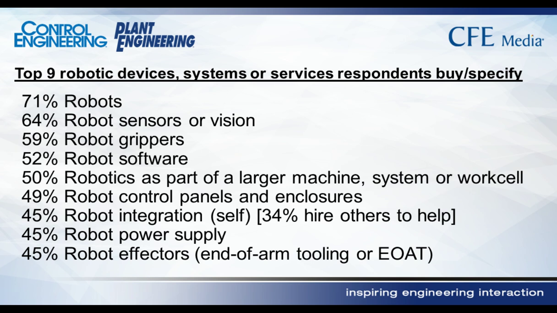So robots, 71%, 64% robot sensors or vision, 59% robot grippers, 52% robot software, 50% robots as part of a larger machine or cell, 49% robot control panels and enclosures, 45% robotic integration, and then 45% robotic power supply and 45% robotic effectors, end-of-arm tooling. Interestingly, for those responding to this survey, more are doing their own integration than hiring others to help.